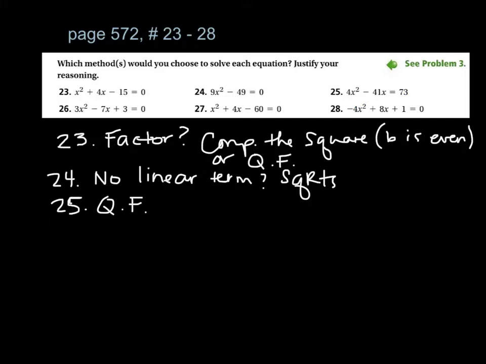And I'm thinking that the same thing is going to happen with number 26, because if I'm looking at it, I'm finding factors of 9 that would add up to negative 7, and they definitely don't exist. So I would use the quadratic formula on that. Now I want you to notice that because of the 3 out front, and because that 7 is odd, it's not really a good candidate for completing the square. So I probably wouldn't use that.